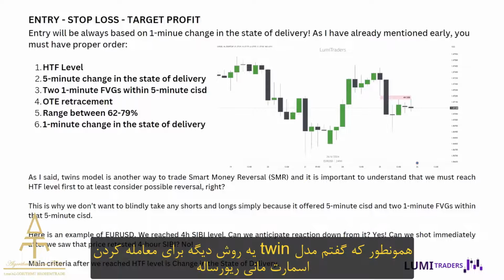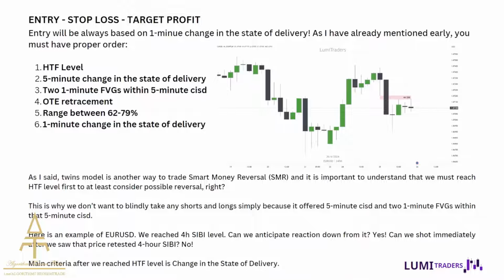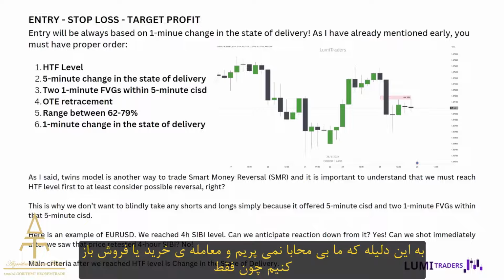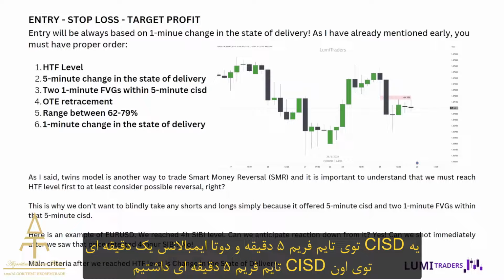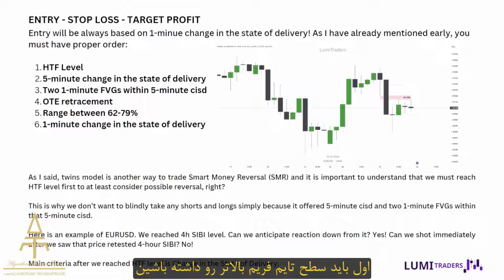As I said, Twins model is another way to trade smart money universal, and it's important to understand that we must reach higher time frame level first, at least to consider possible reversal, right? This is why we don't want to blindly take any shorts or longs, simply because it offered 5-minute change in the state of delivery and 2 1-minute imbalances within this 5-minute change in the state of delivery. You must take higher time frame level first.